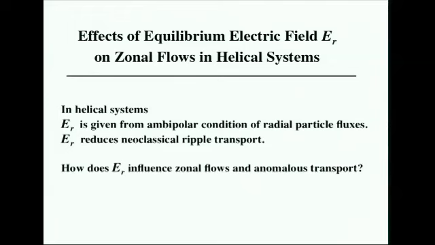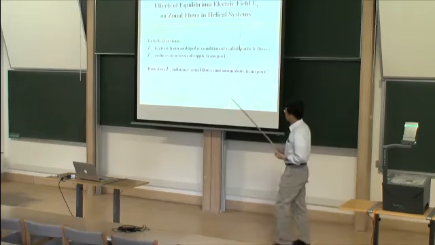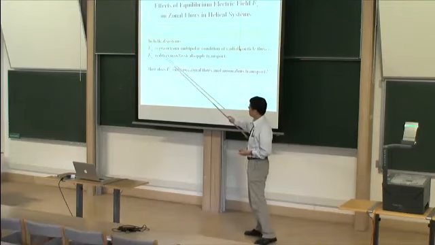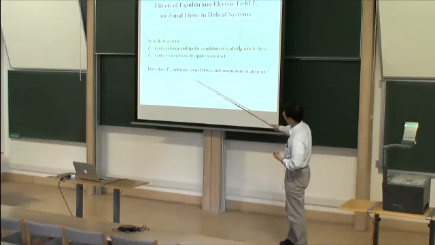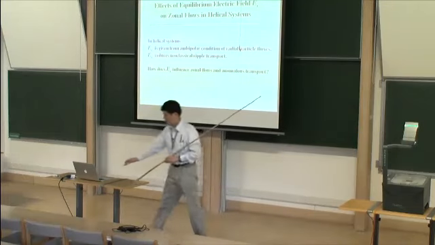That's why, so far, we consider no radial electric field existing in the gyrokinetic model, and worst neoclassical transport is assumed in the previous slide. But in a real helical system, as explained by Dr. Hernandez, the radial electric field is given from the ambipolarity condition of radial particle flux in helical systems. And usually that radial electric field reduces neoclassical ripple transport. And now our question is how Er influences zonal flow and anomalous transport.